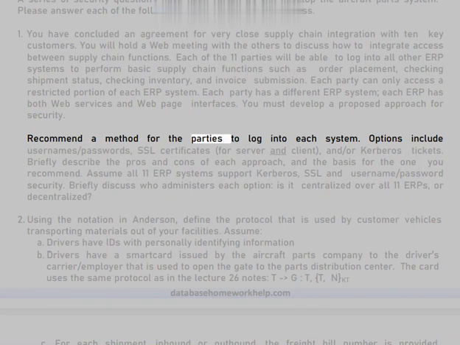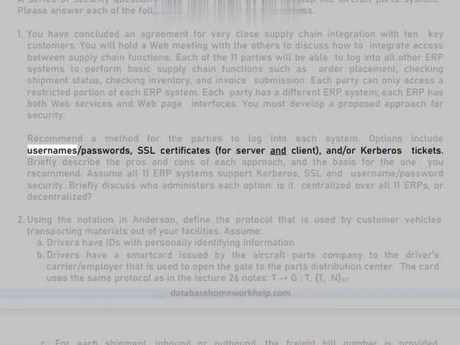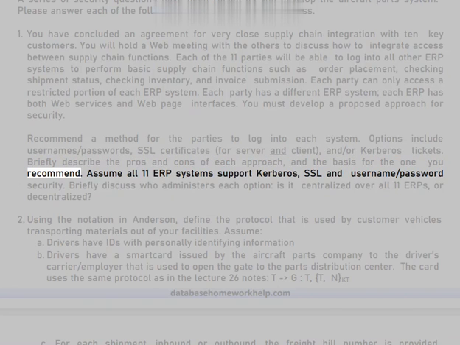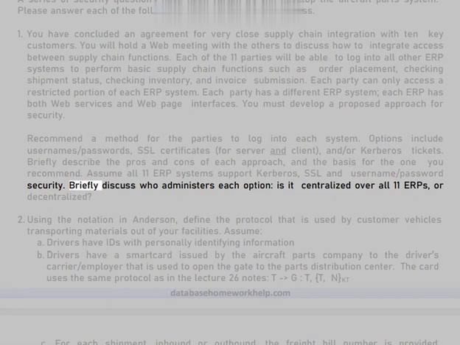Recommend a method for the parties to log into each system. Options include usernames/passwords, SSL certificates for server and client, and/or Kerberos tickets. Briefly describe the pros and cons of each approach and the basis for the one you recommend. Assume all 11 ERP systems support Kerberos, SSL, and username password security. Briefly discuss who administers each option. Is it centralized over all 11 ERPs or decentralized?